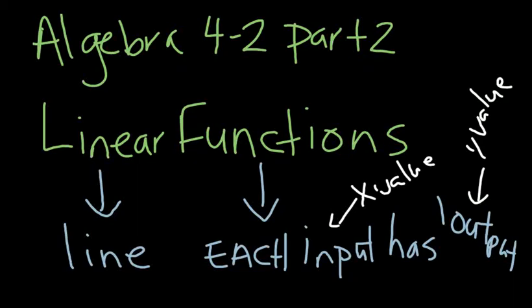Algebra 4-2, Part 2. This is where we're going to talk about linear functions. Linear means it makes a line. Function means that every input, the x values, has only one output. Outputs are y values. So when you put 5 into a linear function, you always get 3, or you always get 4. You don't get both. Every input has one output.